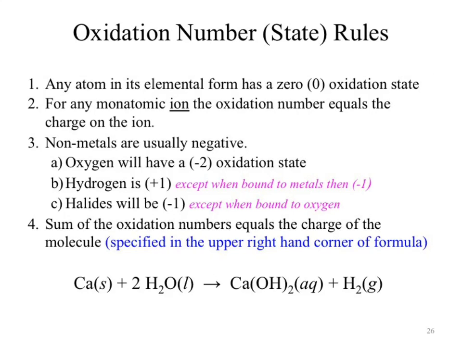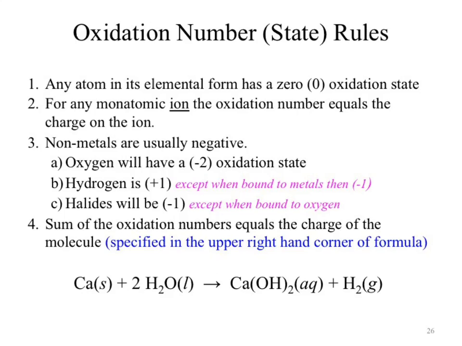Okay, oxidation number or state rules. You do need to know these rules to determine your oxidation states appropriately. Any atom in its elemental state has an oxidation state of 0. Nice simple rule. For any monatomic ion, the oxidation state equals the charge on the ion. After that, we start to move into some gray areas. Nonmetals are usually negative, but there are some pretty massive exceptions to that. So in general, I would ignore that first statement and really focus on the rest of these rules.